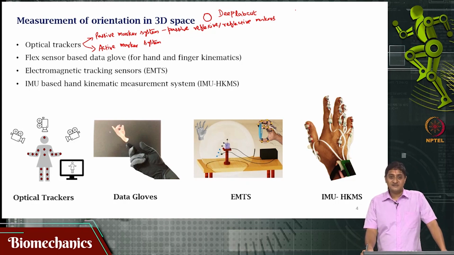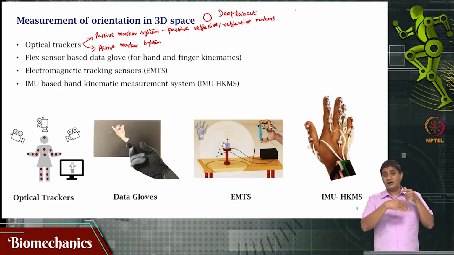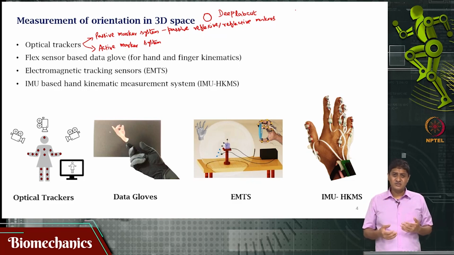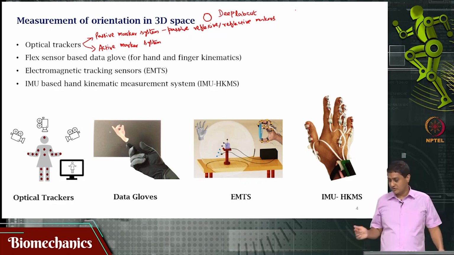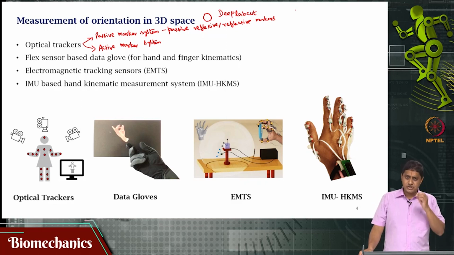If I use the active marker system, this problem will not be there. Why? Because the marker on the right hand and on the left hand will use different wavelengths. So, when I move, there is no confusion to the camera about which hand is moving in which direction, because these two markers send out light at two different wavelengths. So, tracking is extremely easy, and there is no need for manual intervention.